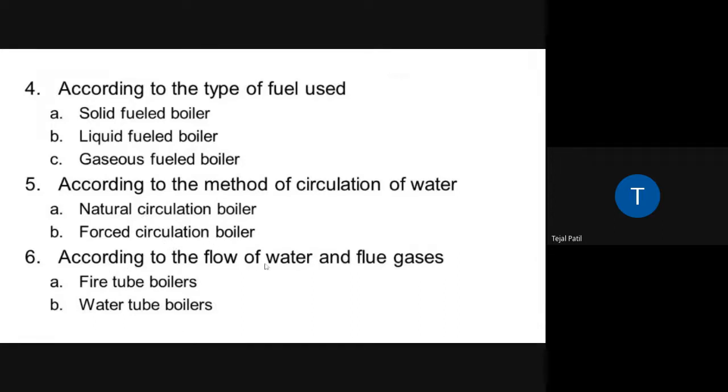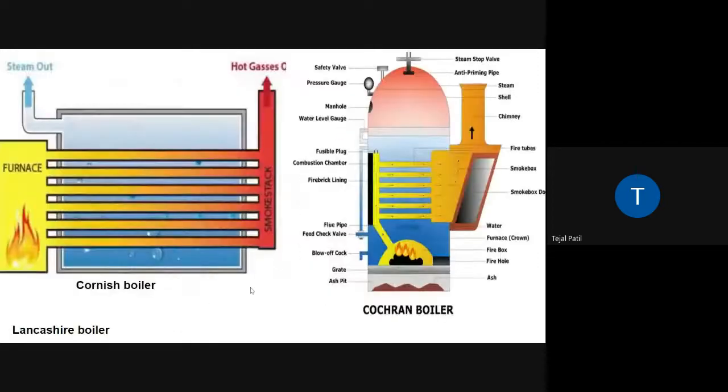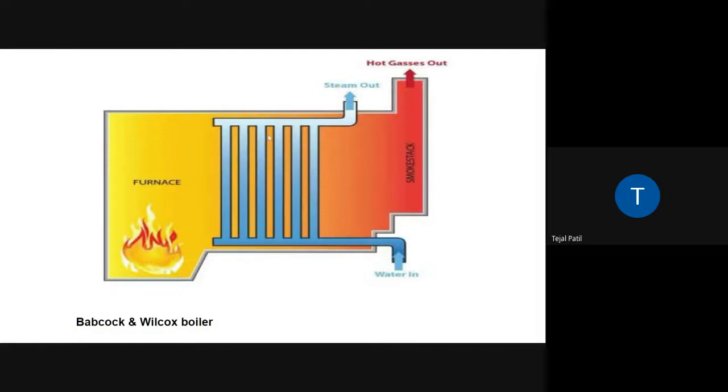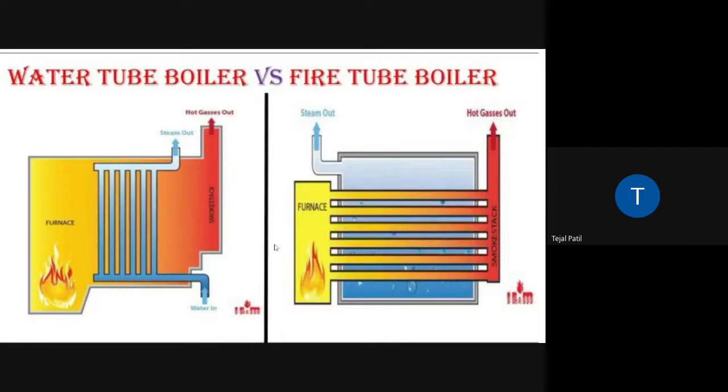Then the next one is according to the flow of water and the flue gases. That means fire tube boiler and water tube boiler. If the fire is going through the tube, then it is a fire tube boiler. If water is flowing through the tube, then it is a water tube boiler. So in short, you can see here, this is the fire tube boiler because fire is inside the tubes, while here water is inside the tube, so it is a water tube boiler. Did you understand this? Yes, ma'am. Yes, sir.